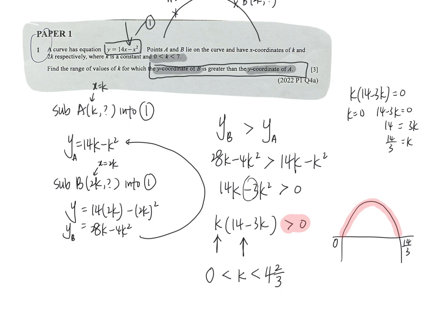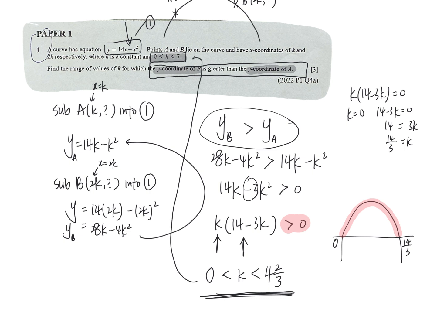So they say find the range of values of k for which this is greater than this, right? So this is my solution, but it's good for you to always double check. Is this in this range? So in this case, yes, your k value is within the range of 0 to 7. So this is your solution. No need to find other solutions from here. This is the one that we want.